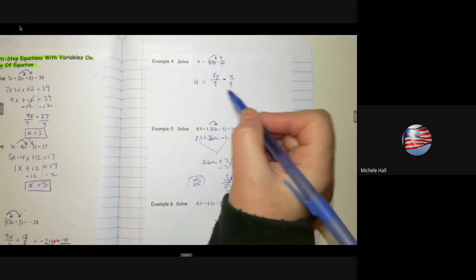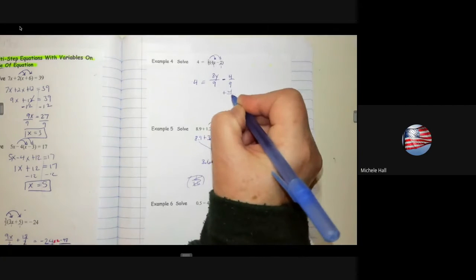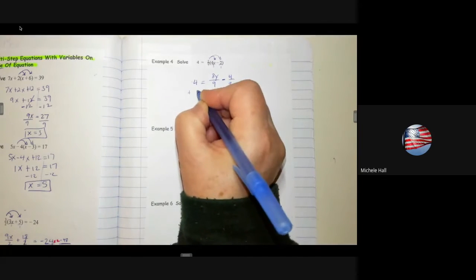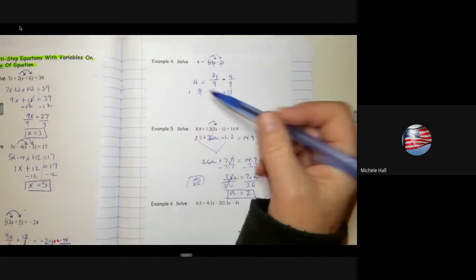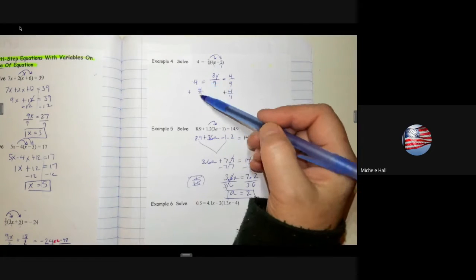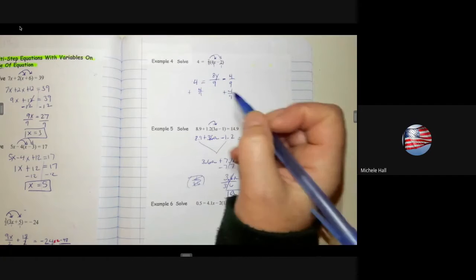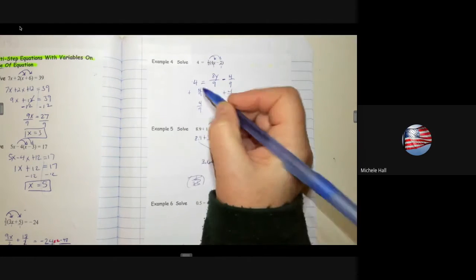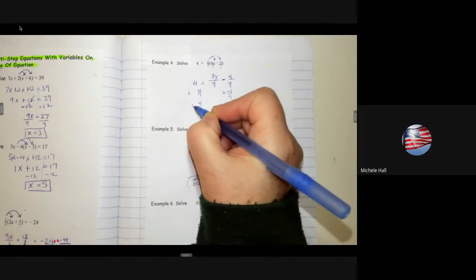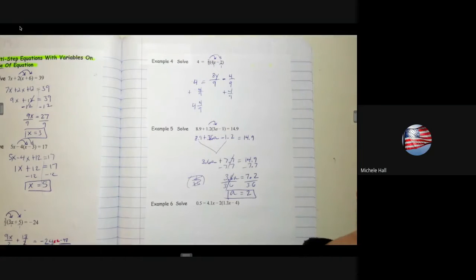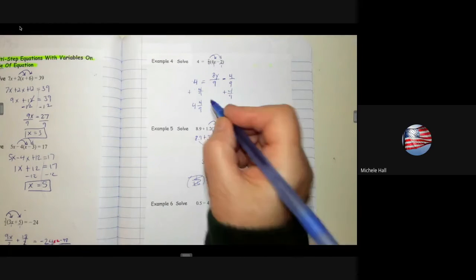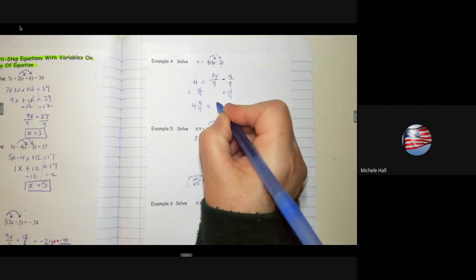I'm going to start by undoing subtracting by adding 4/9, adding 4/9. 4 is in the whole column. 4/9 is in the fraction column. What is 0 plus 4/9? That would be 4/9. And then 4 plus 0 is 4. So 4 plus 4/9 is 4 and 4/9 equals 8y over 9.